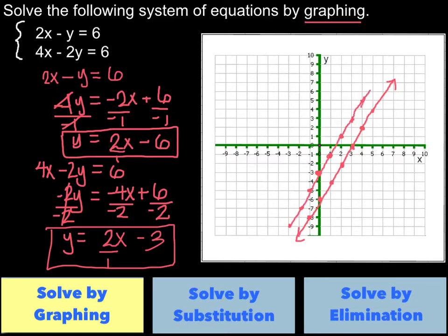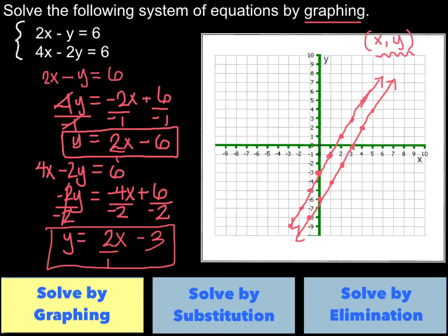This one's kind of a trick question. The whole thing is that the solution of this system is supposed to be the x and y coordinates where these two lines cross. But look at what happened here. They didn't cross at all. And the reason for that is that they are parallel lines.